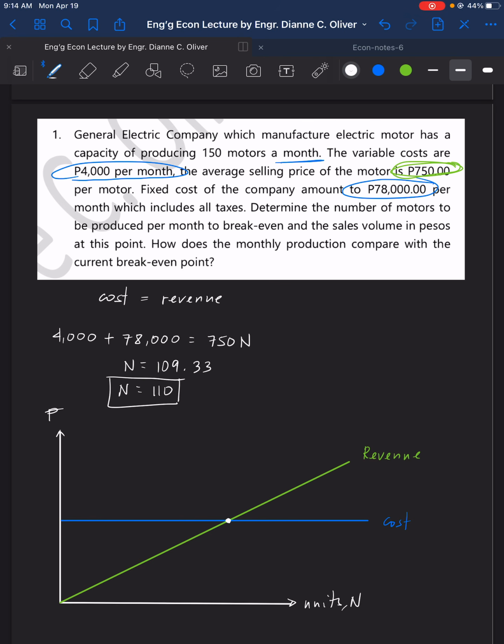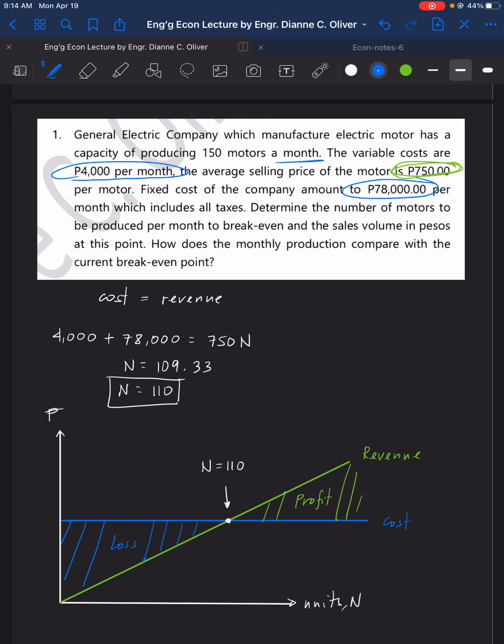In this break-even point, we were able to compute wherein the cost equals the revenue. We were able to compute that N is equal to 110 units. Wherein in 110 units, you will neither lose anything or profit anything, because this portion here actually is the loss, and this area here, this portion here, is the profit.